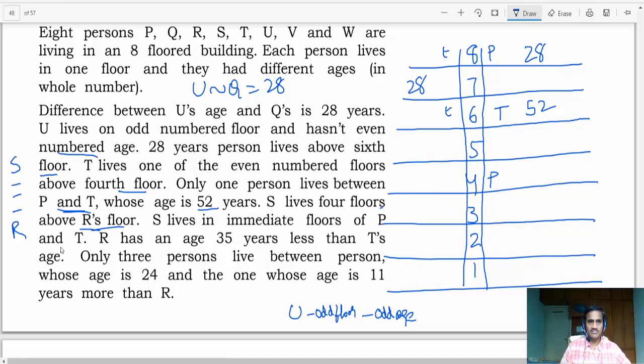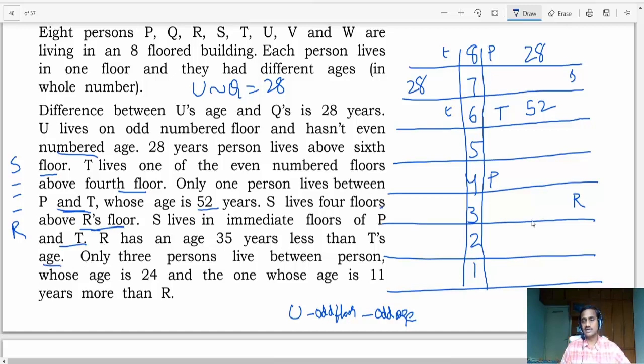S lives immediately between P and T. S is an immediate neighbor of P and T, and S is adjacent to both P and T. So S can be anywhere here or here. Right? S is here, between P and T, or S is here, between P and T. And if S is here, 1, 2, 3, then R will be here. Sorry, S and R will be here. This is one point. And if S is here between P and T, then R can be here. R can be on the first floor or R can be on the third floor. R has an age 35 years lesser than T's age.